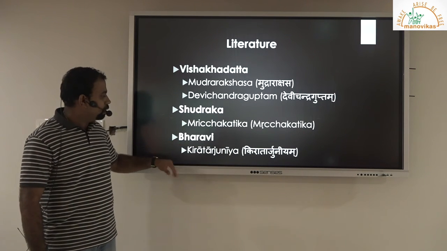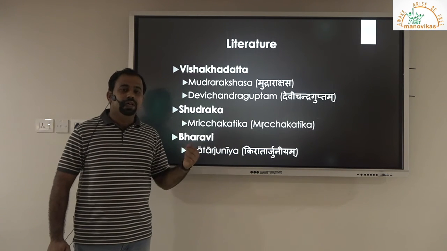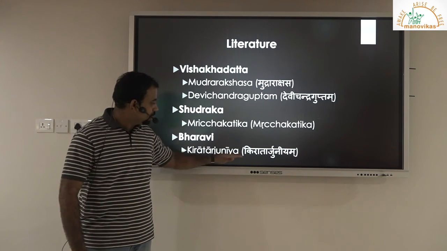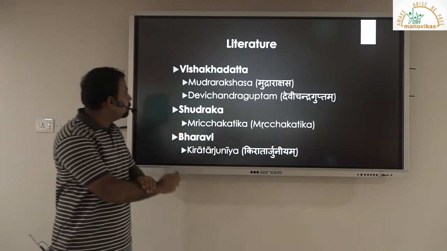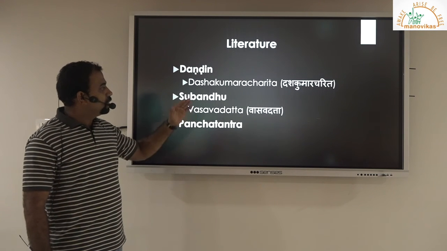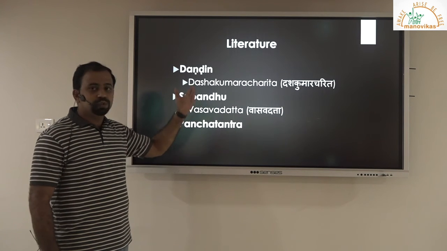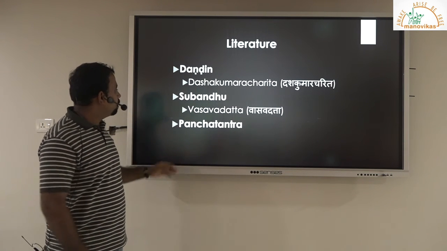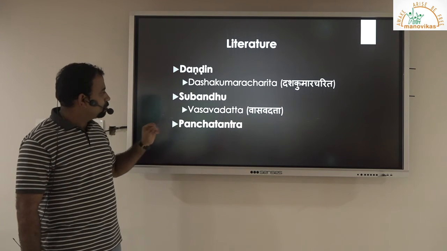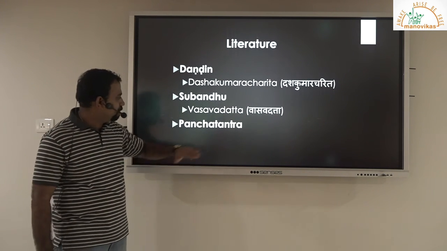Then we have Bharavi, who has written Kiratarjuniya. It is a story about Arjuna during the time of the Mahabharata. Then we have another writer, Dandin, who has written Dashakumaracharita, stories of ten princes. And then we have Subandhu, who has written another romantic play, based on a princess, Vasavadatta. And lastly, we have the Panchatantra.